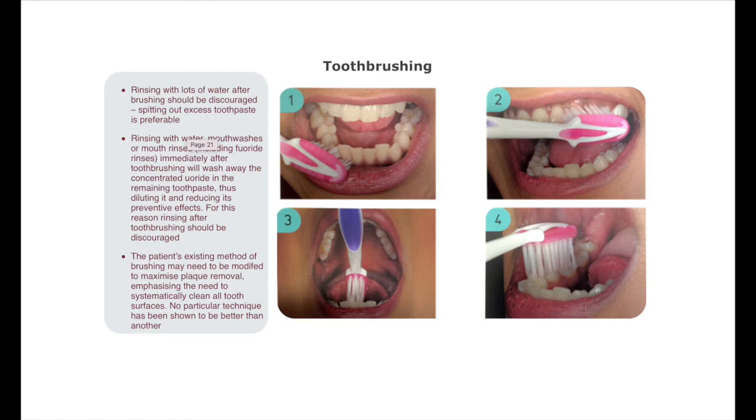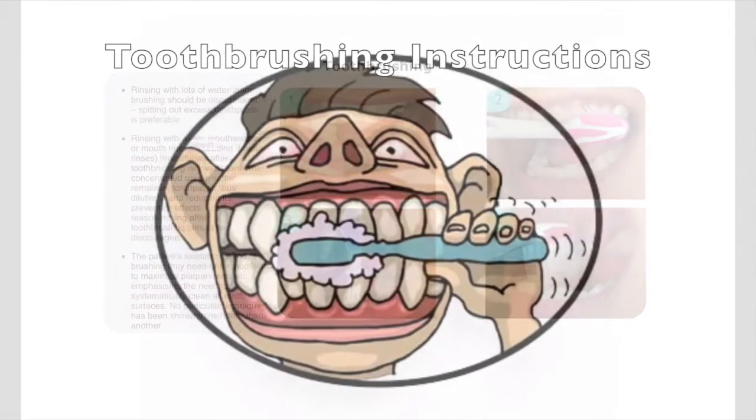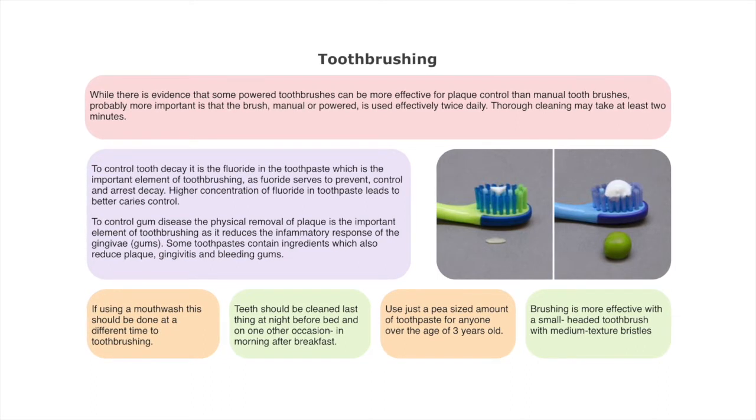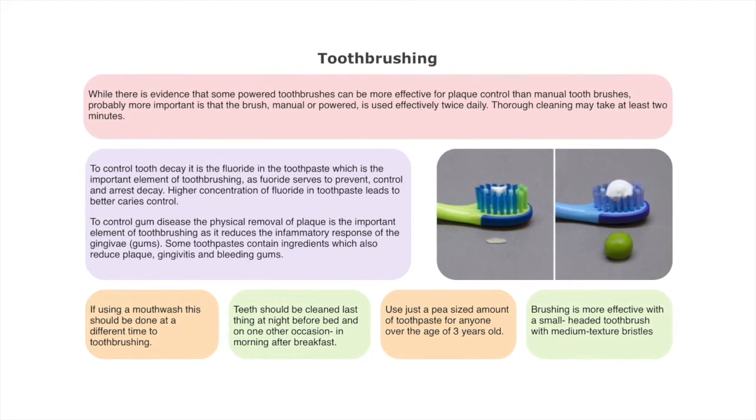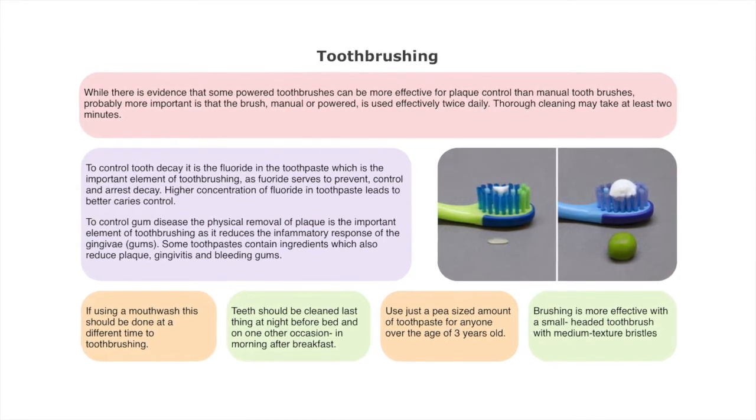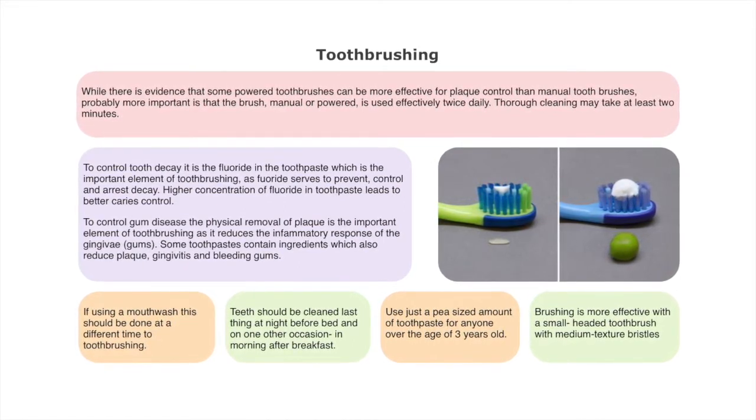Using a fluoride toothpaste is an important element of toothbrushing. The fluoride in the toothpaste is very effective in preventing tooth decay. It is down to personal preference as to whether a manual or electric brush should be used. The important element is that the teeth are brushed thoroughly twice a day for at least 2 minutes, last thing at night and on one other occasion. A fluoride toothpaste should be used.